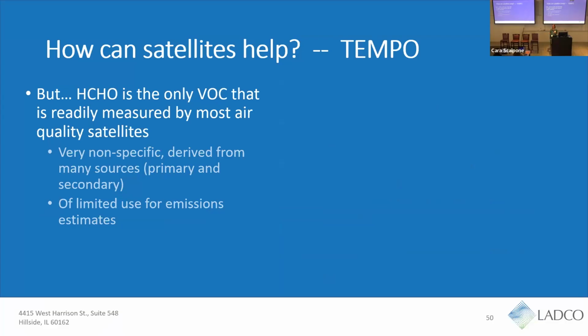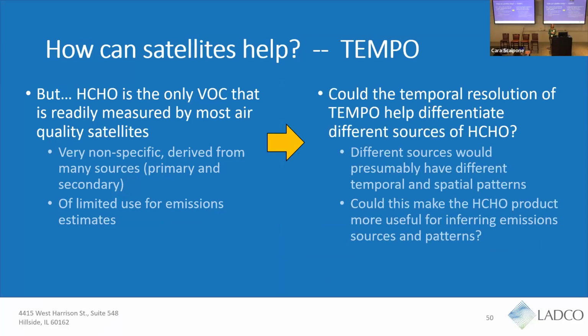It's formed from primary emissions, and it forms from secondary emissions, from reactions in the atmosphere. So it's of limited use for emissions estimates, but one wish list item would be, could the temporal resolution available from TEMPO help us sort out some of the sources of formaldehyde to make it more useful? Different sources are going to have different temporal profiles.